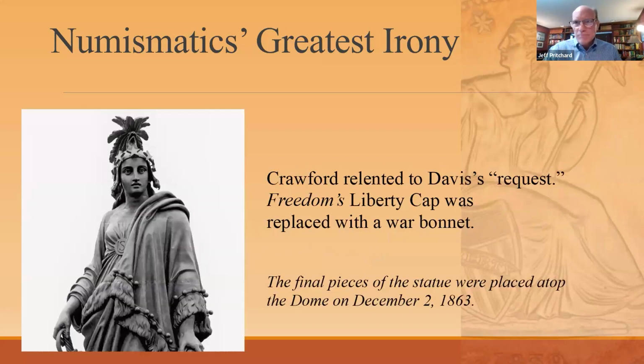Well, Crawford getting this commission and being able to do these statues was entirely dependent upon the goodwill of Jefferson Davis. And it was an important commission. And so Crawford relented to Jefferson Davis' request, and he changed the liberty cap, which was to be atop of freedom on the Capitol Dome, to a war bonnet. And this picture is what you see still standing today atop the dome, the liberty cap having been replaced with that war bonnet. The Statue of History inside the Capitol, which was going to also wear a liberty cap, was replaced with a laurel wreath.